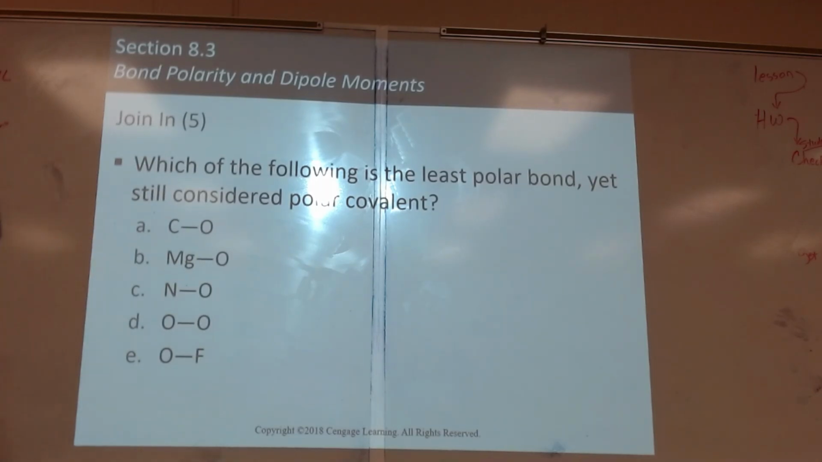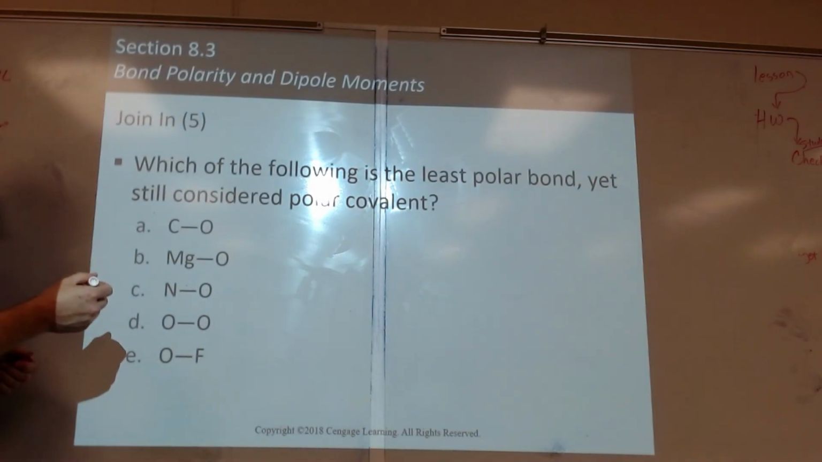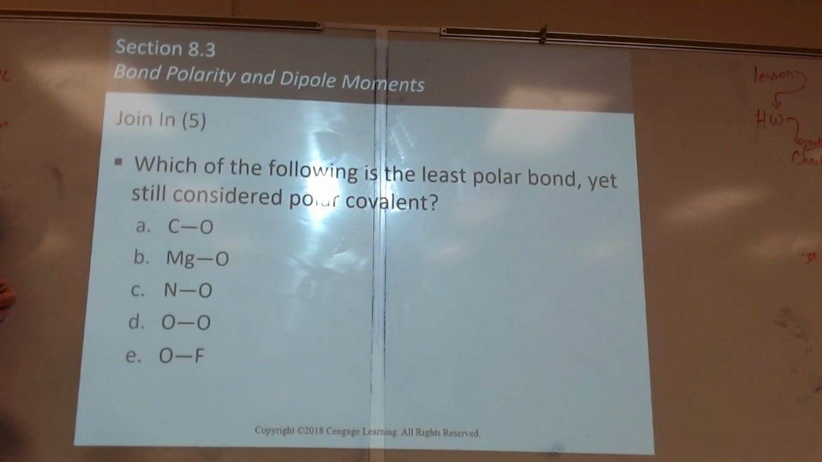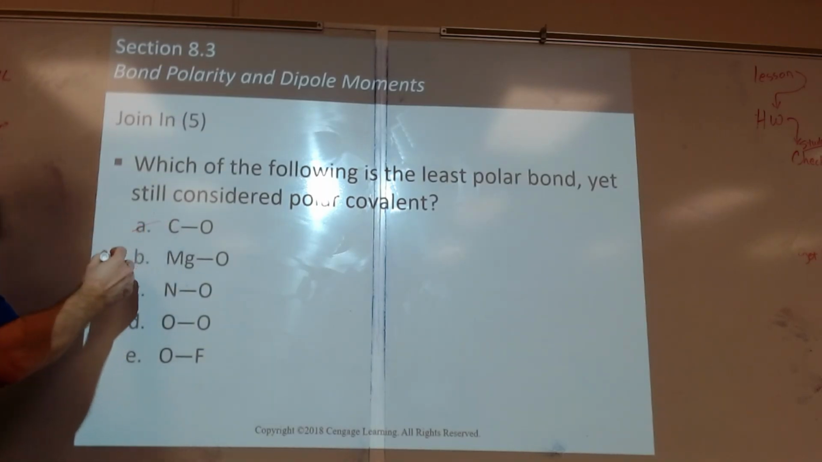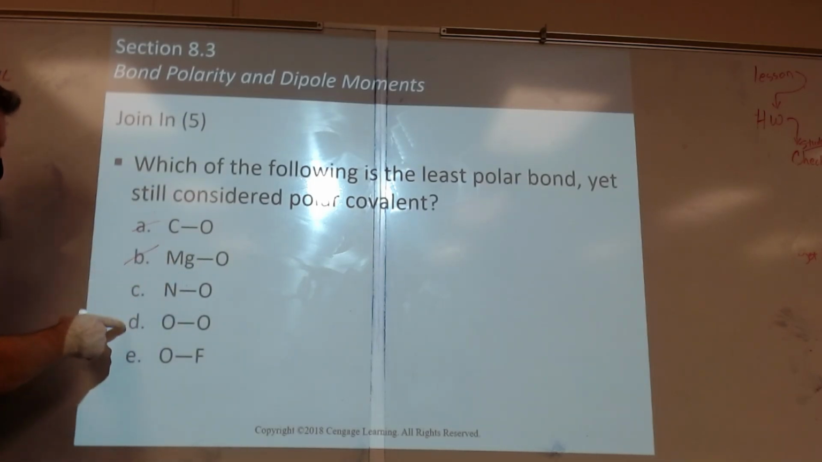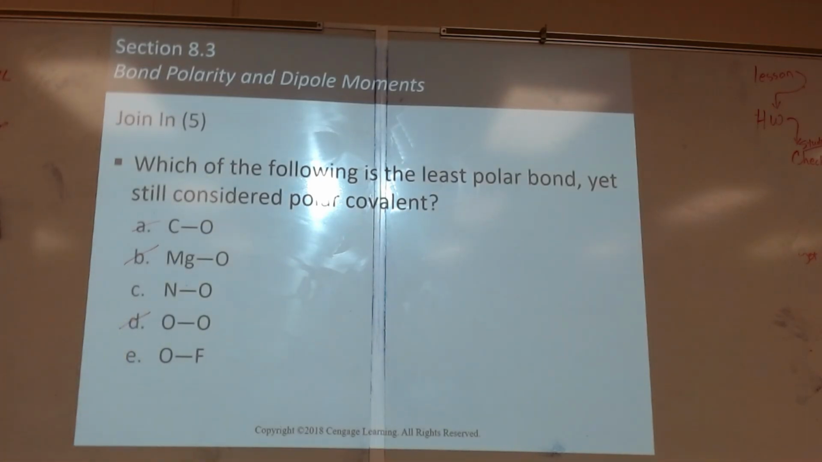So does A make sense? I mean, overall, it wouldn't make sense if it were. What did the previous question say? The most polar. So this one's the least polar, right? So could it be A? No. Could it be B? Because B is what? Ionic. Could it be C? Maybe. D? No. All right. So we're now left with C and E as possible choices.